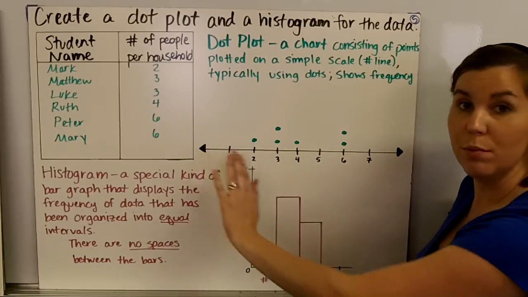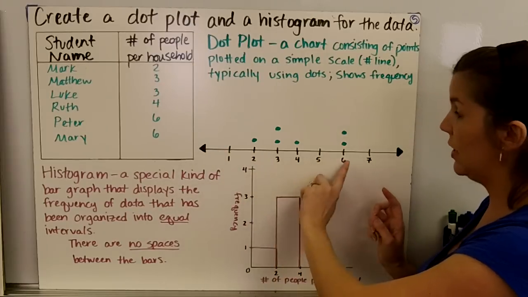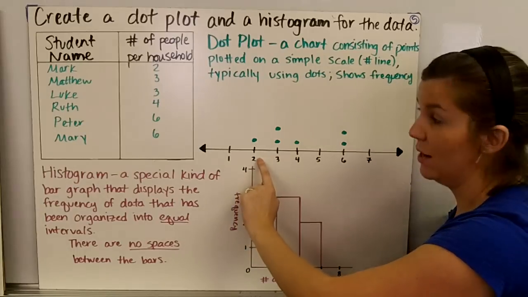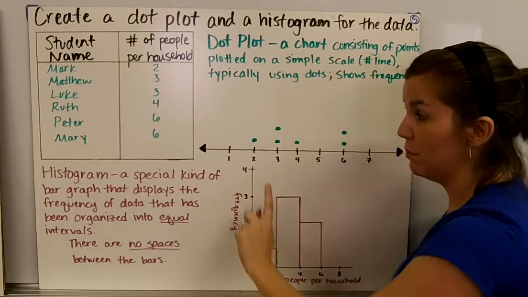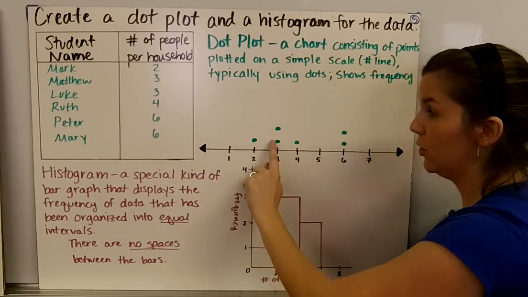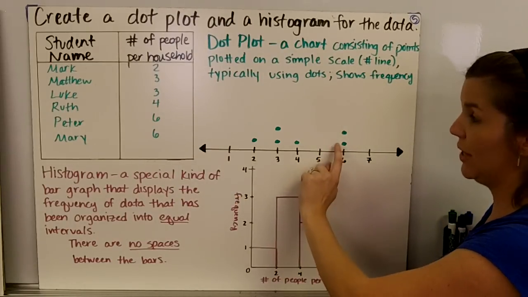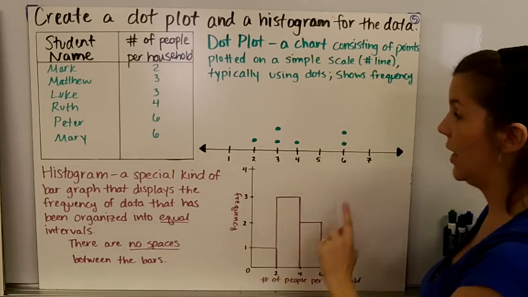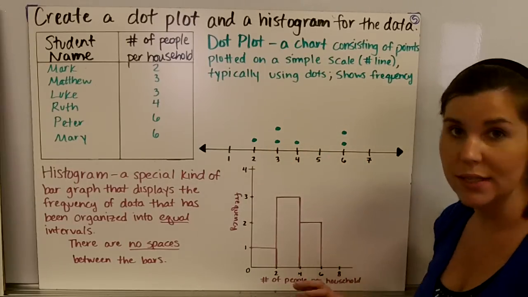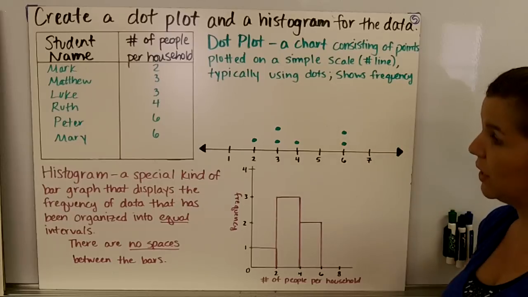So we draw a simple number line, and I have all of my data included in this range. 2, 3, 4, and 6 are all represented on the number line. 2 people in the household happens 1 time, Mark. 3 people per household happens twice, Matthew and Luke. 4 people happens once for Ruth, and 6 people happens twice for Peter and Mary. So we use a filled-in circle or a dot. You can use X's sometimes, but typically this is the way you will see it. This is called a dot plot.